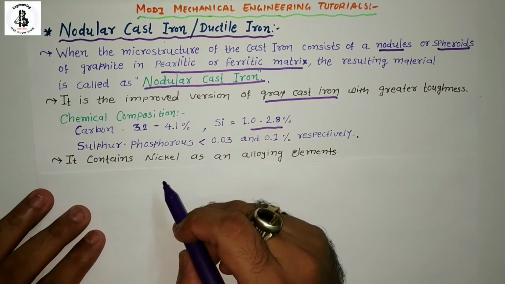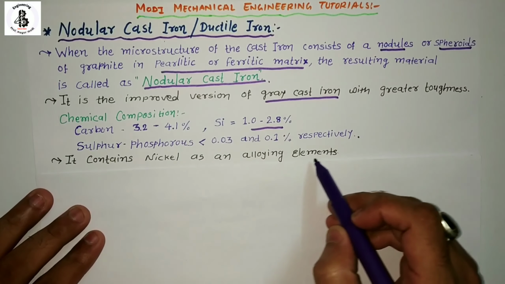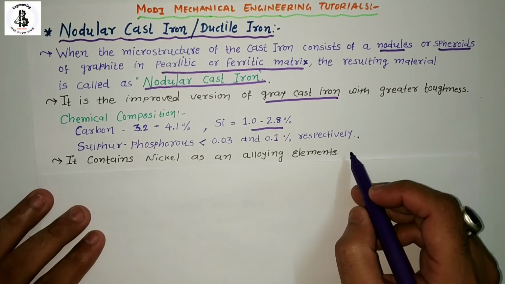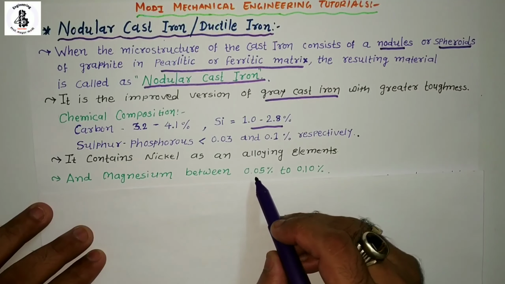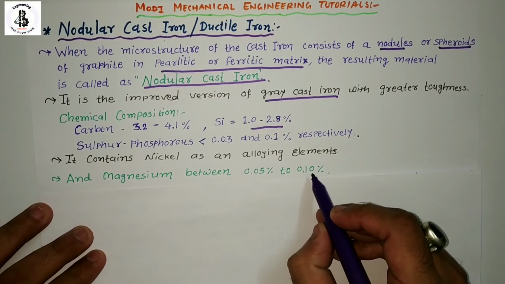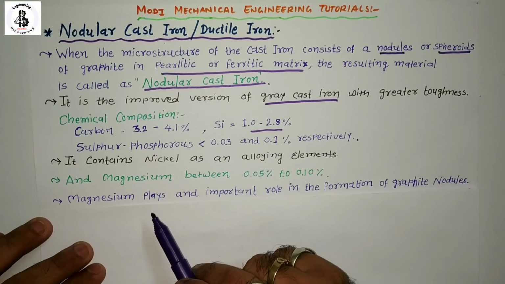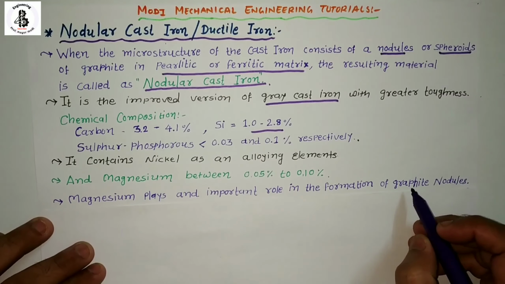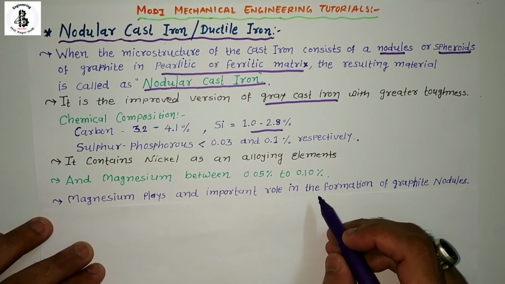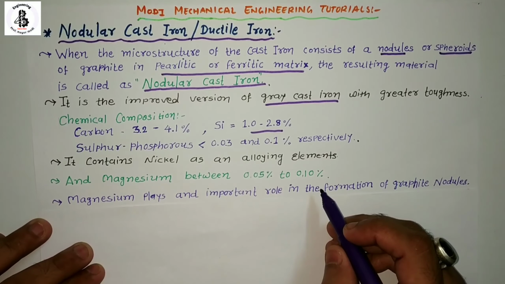From the detailed study of the chemical composition, it also contains nickel as an alloying element, which also increases the properties of nodular cast iron, or you can say ductile iron. Magnesium is between 0.05% to 0.10%. The presence of nickel and magnesium has a major role in the formation of graphite nodules. That's why it makes a nodular or spheroidal structure as the microstructure of nodular cast iron.